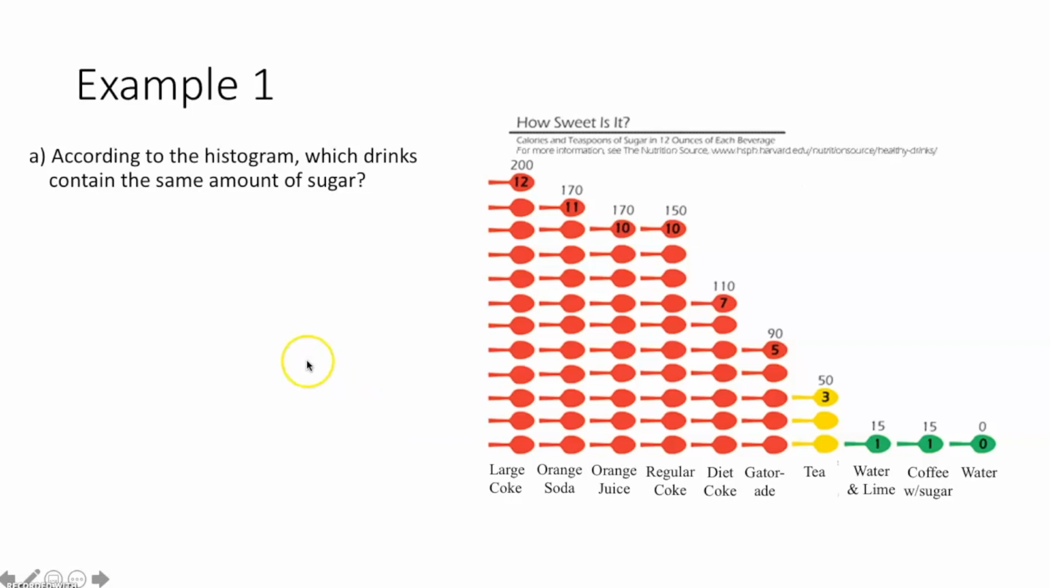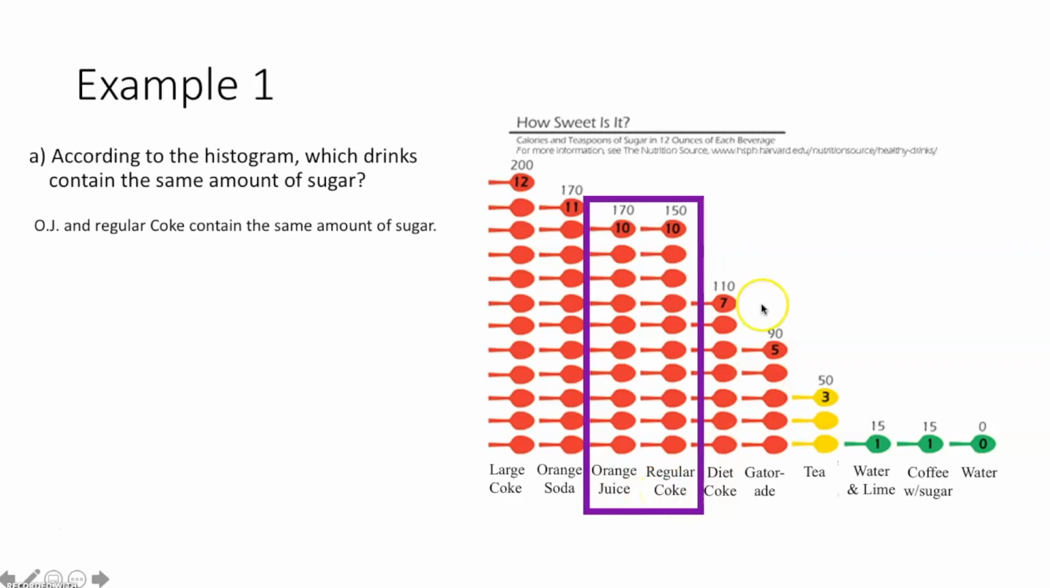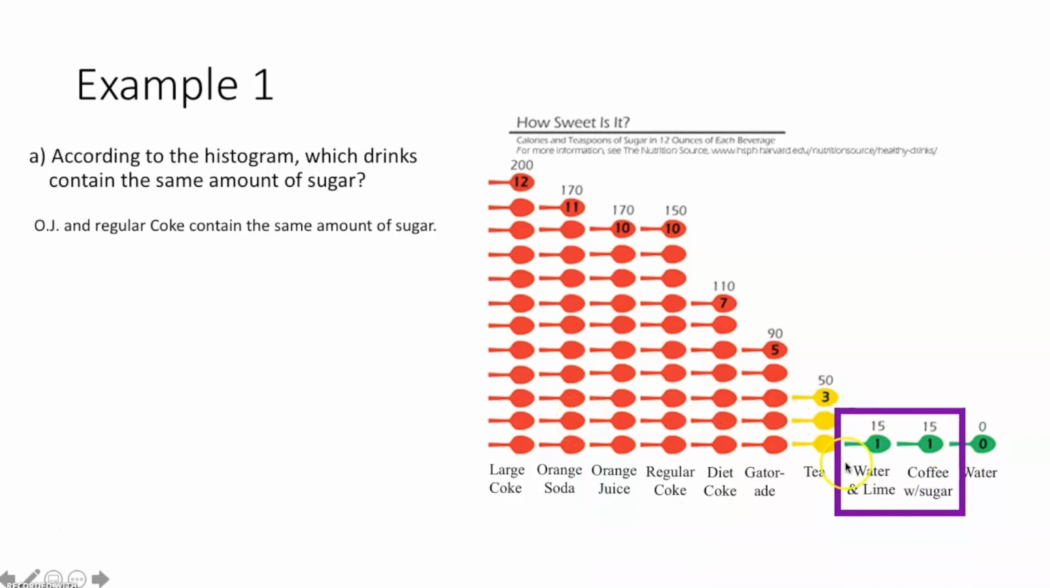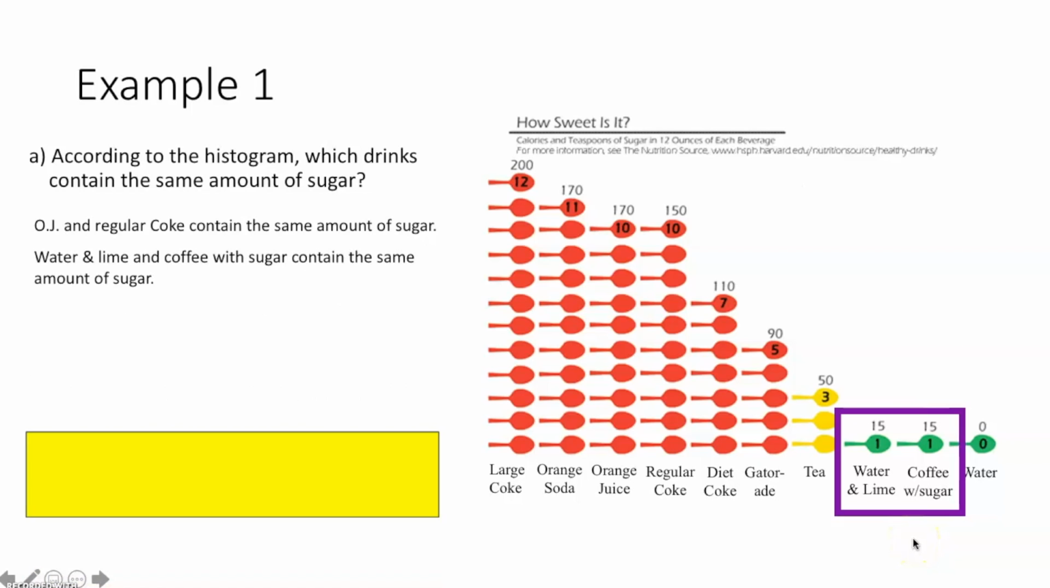Example time! Now example 1 says, according to the histogram, which drinks contain the same amount of sugar? So we're looking through this and we see which drinks have the same amount of sugar. Well, we're just looking for the same number of spoons, right? So we start with orange juice and regular Coke. For sure, they have the same amount of sugar. You can see 10 and 10. Next, we can see that water and lime and coffee with sugar also have the same amount of sugar. I think that's it. We did it.